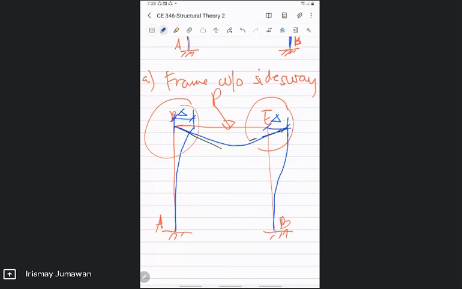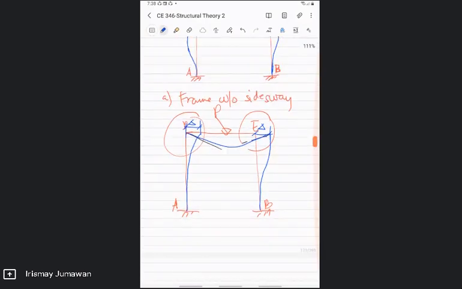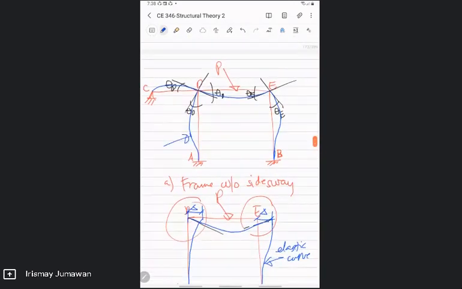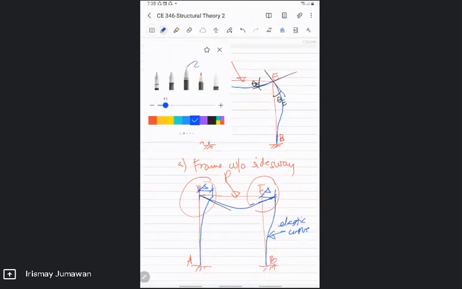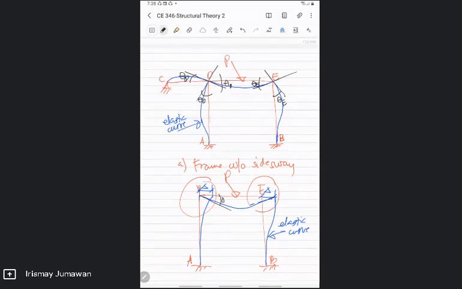Okay, so more or less, this is your elastic curve. The blue one, that is your elastic curve, W1. Okay? So, this is your delta. This is your D. And this is also theta D. Theta E. Okay?